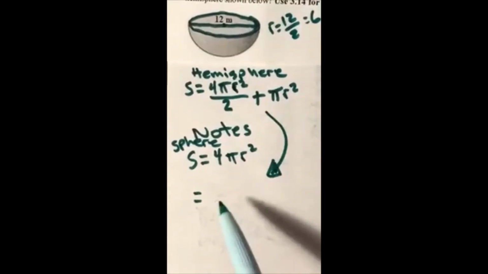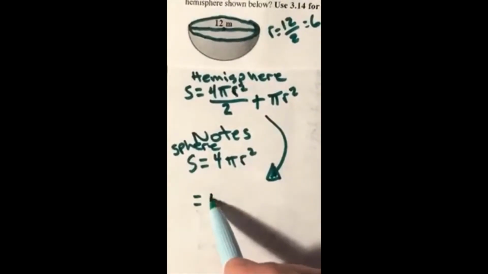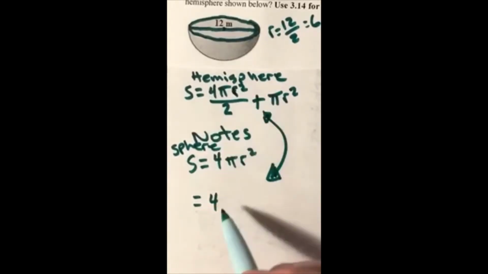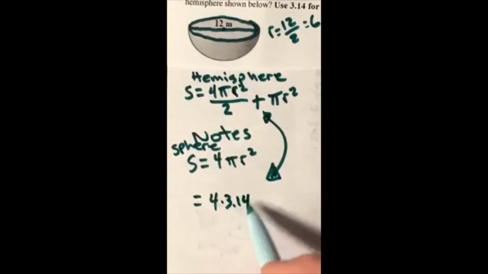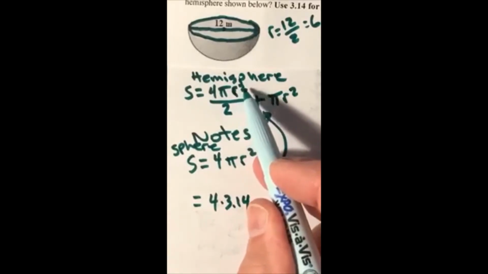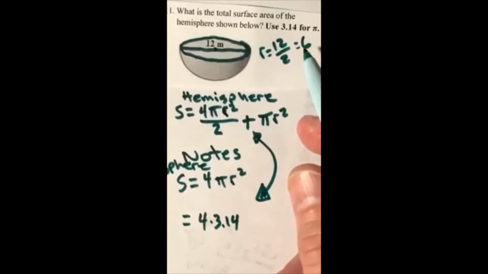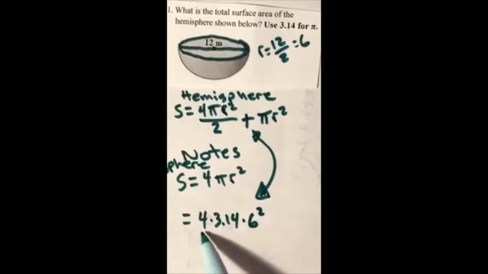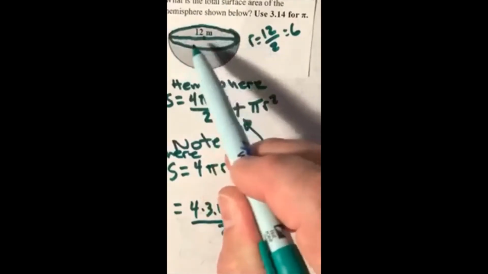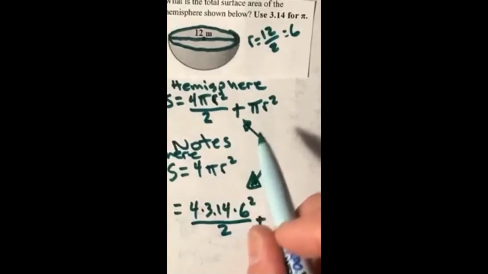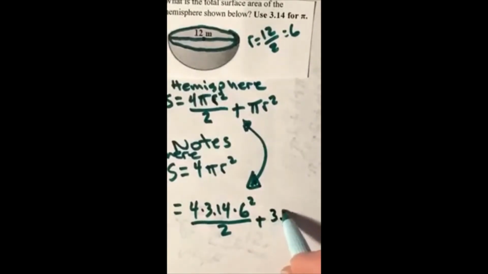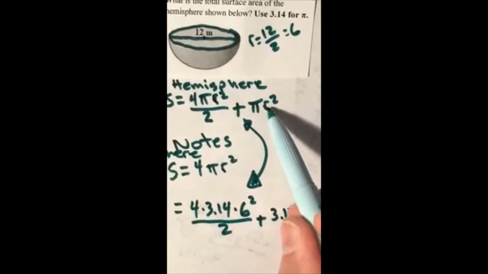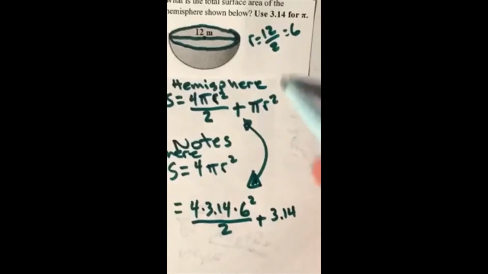Alright, so now we're going to take 4, coming up here, back up to here, 4 times 3.14 times radius squared, which is 6, right? We know that that was 6. Okay, divide by 2, area of that top part. That would be 3.14, okay, plus our times 6 squared.